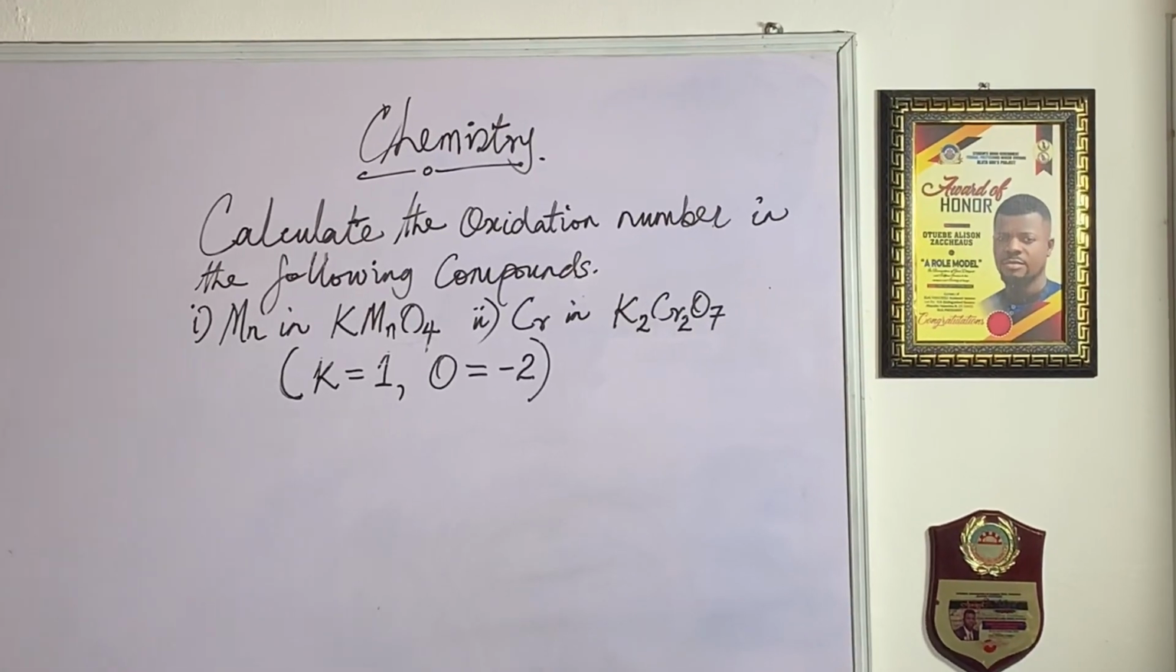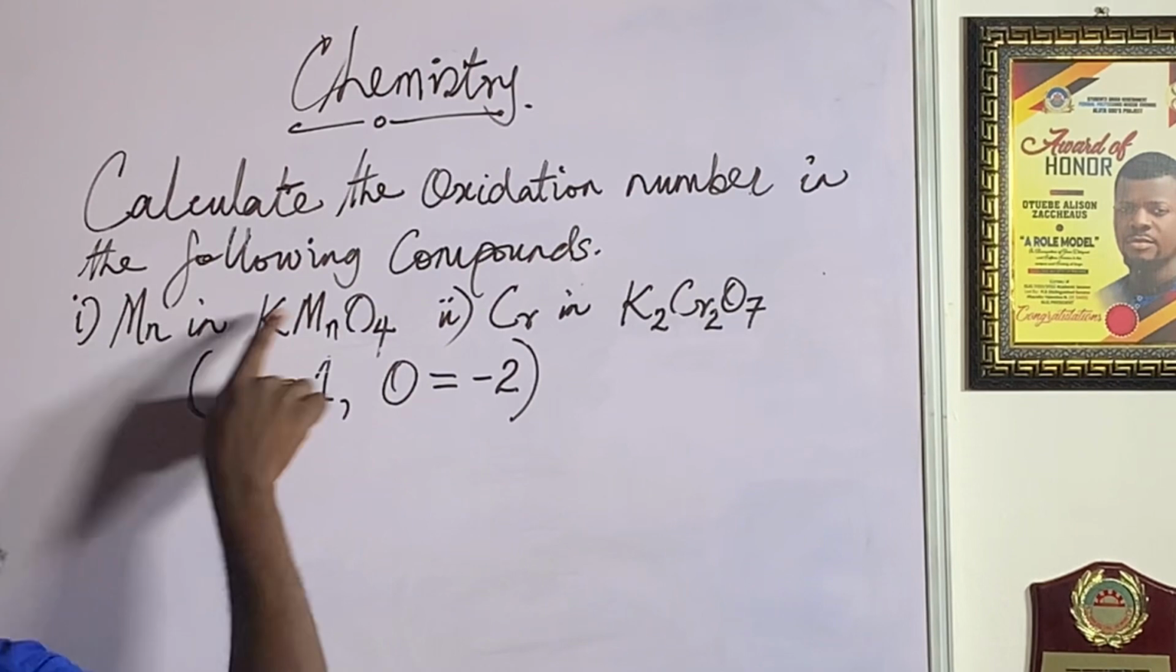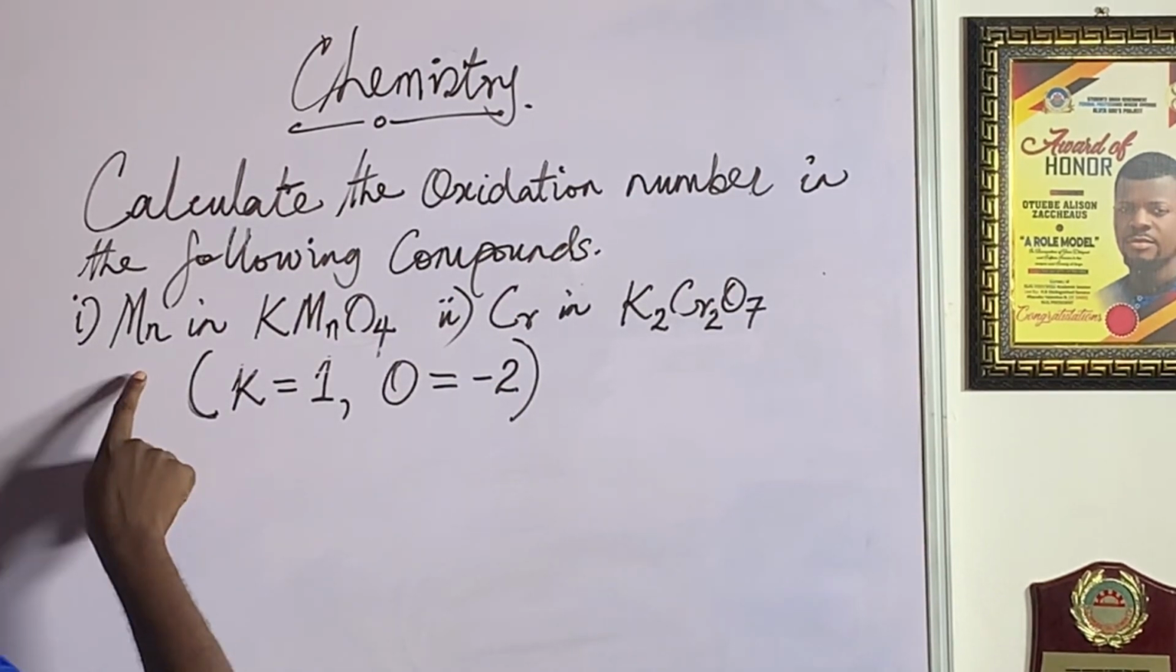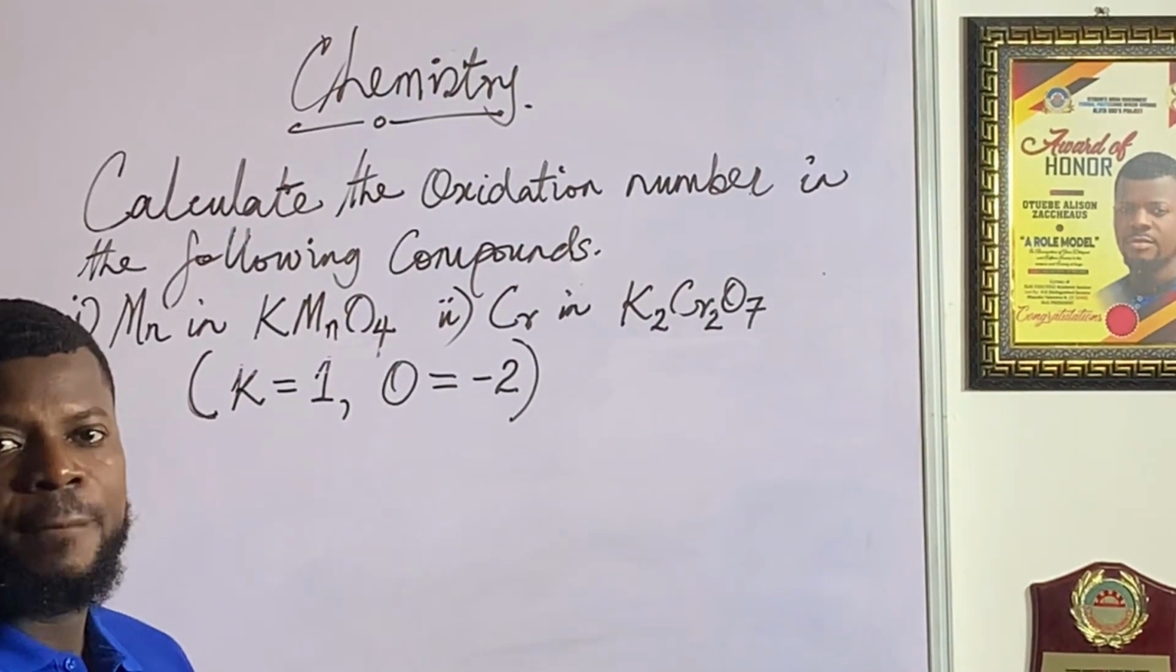Hello, smart people. So let's fix this problem. We have to calculate the oxidation state or number in the following compounds. The first one we have is this compound, which is what we call potassium permanganate.